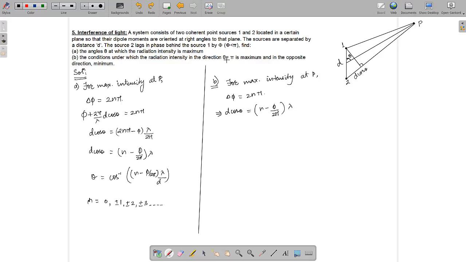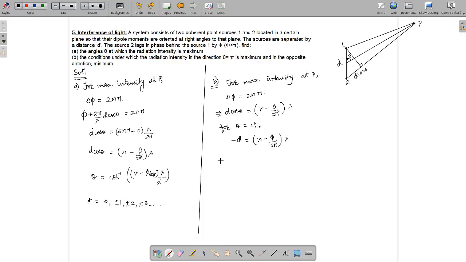Now it is given that for theta equal to pi, it should be maximum. So for theta equal to pi, using theta equal to pi in this condition, we know that cos theta for theta equal to pi will be minus 1. So minus d equal to n minus phi by 2 pi into lambda. That is the condition.